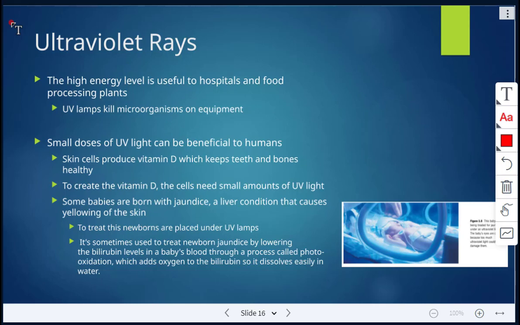So you may have heard that sometimes babies are born with jaundice. That's a liver condition that causes yellowing of the skin. To treat this, newborns are usually placed under these UV lamps. It lowers the bilirubin levels in a baby's blood by photooxidation. So it adds oxygen to the bilirubin, and it gets dissolved easily in water. So that's what's happening here with this baby under that UV lamp. But notice the eyes are protected from that UV light.